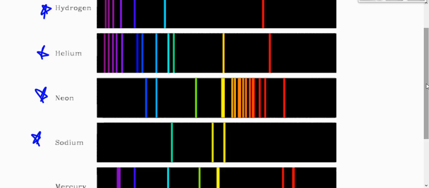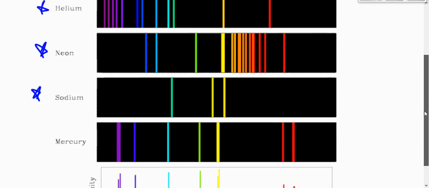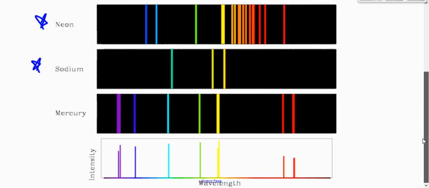And also, this was a time when they were figuring out tons of new elements, and if they thought it was something new, then it wouldn't have banding patterns for anything they have documented, but if it wasn't, then it would match up to something that they had. So sodium, mercury, what else do I have got? Oh, this would be like your unknown, and it lines up really nicely with mercury.